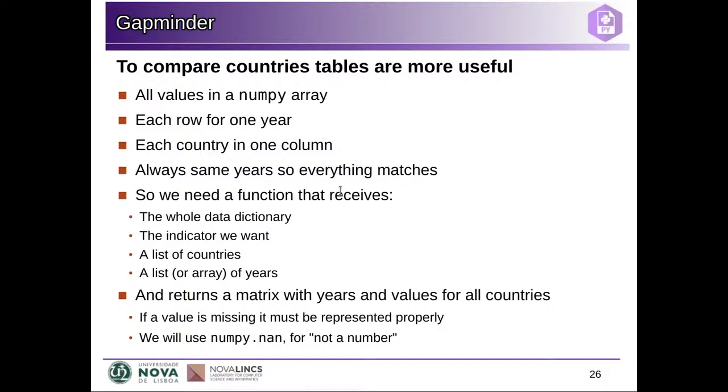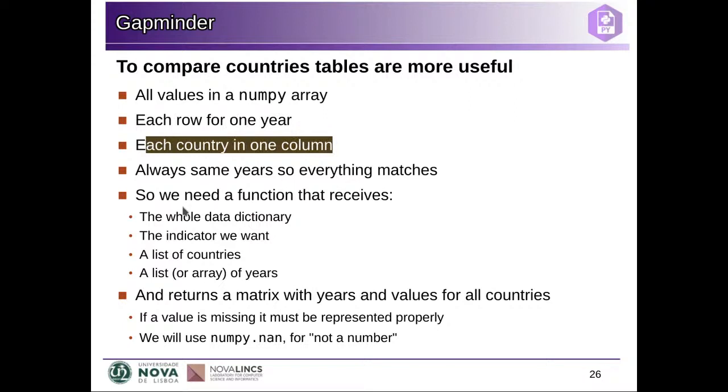We are not going to rewrite the program that we already did that had everything neatly organized into a dictionary of dictionaries. What we're going to do is create a function that receives that data dictionary with all the indicators, all the countries, all the years, the indicator that we want, a list of countries, and a list with the years that we want. So this is the data we want to extract, this indicator for these countries and these years. And then it's going to return a matrix that has one row for each of the years we specified, one column for each of the countries, and all the values in there.